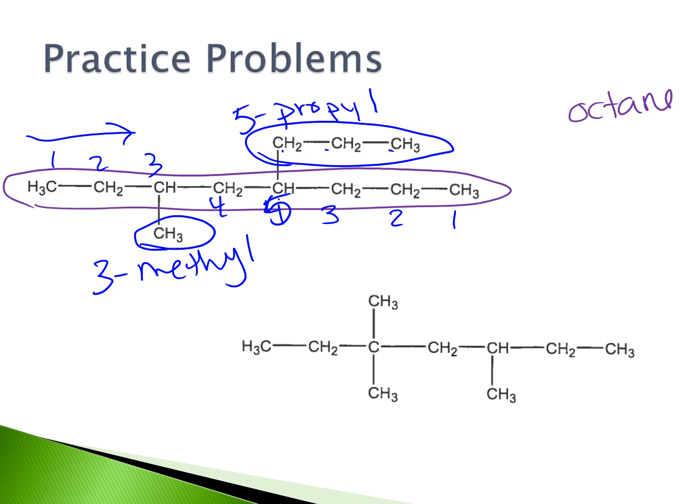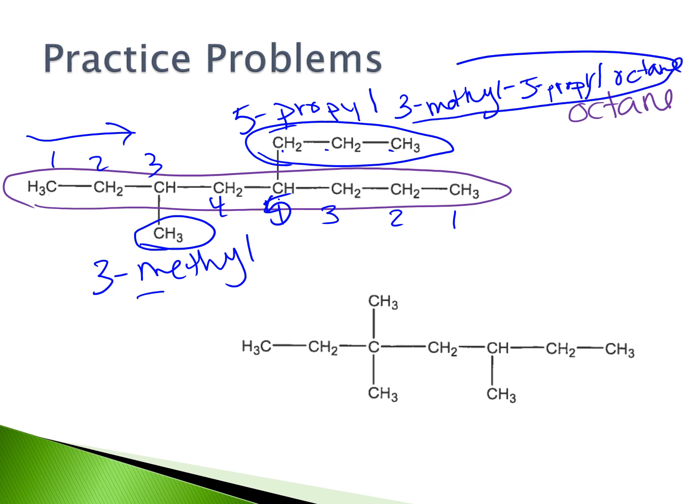Okay, there's no other branches coming off, so I'm not going to have to make it a dimethyl or dipropyl or anything like that. So now I just need to put in alphabetical order. M comes before P, so I'm going to write it as 3-methyl-5-propyl octane. So that'd be the name for that guy.